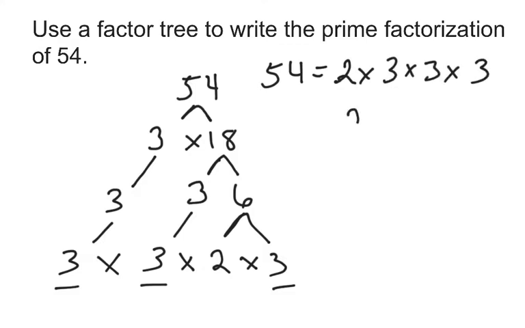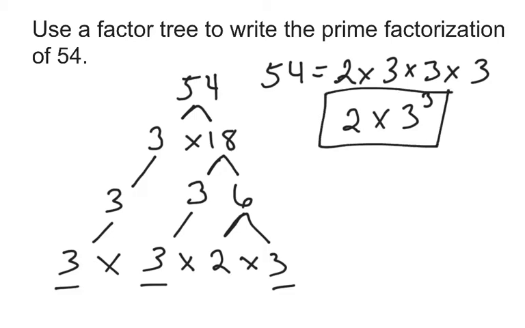Or 2 times 3, remember those exponents, 3 times 3 times 3 is another way of saying 3 cubed, or 3 to the third power. The prime factorization of 54 is 2 times 3 to the third power. So when we find the prime factorization, we're breaking down the number into only prime numbers being multiplied together.